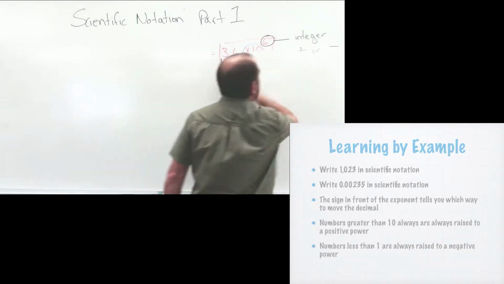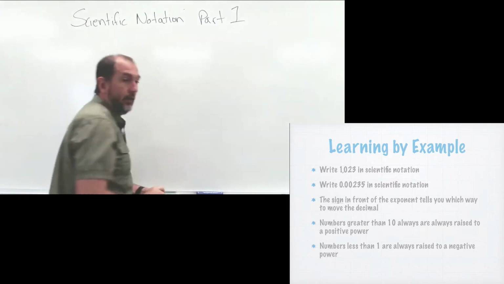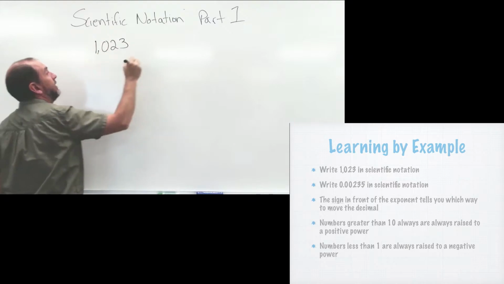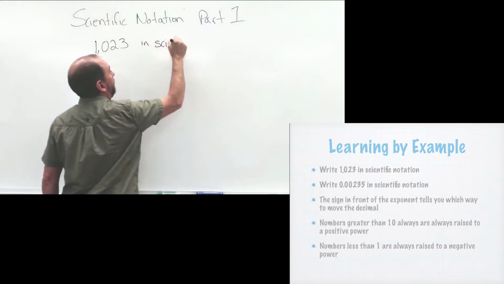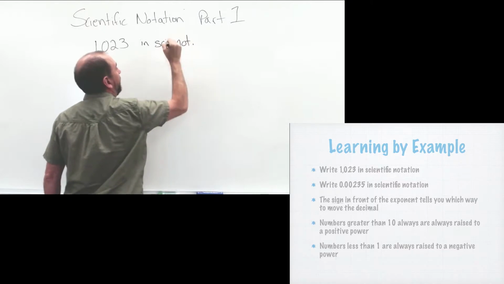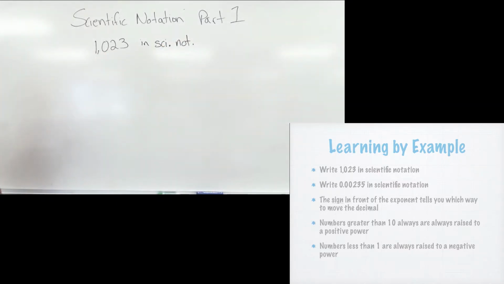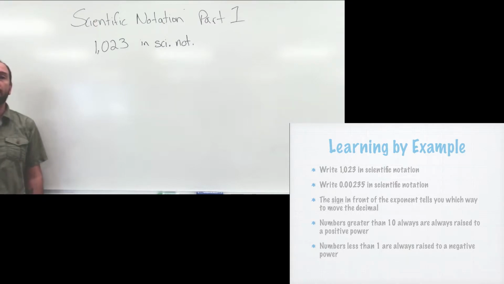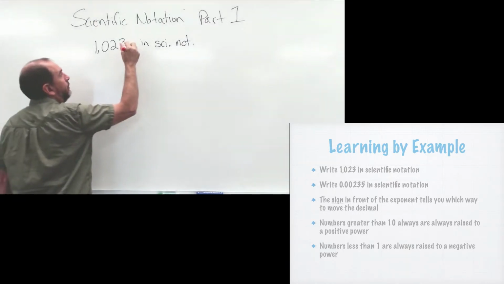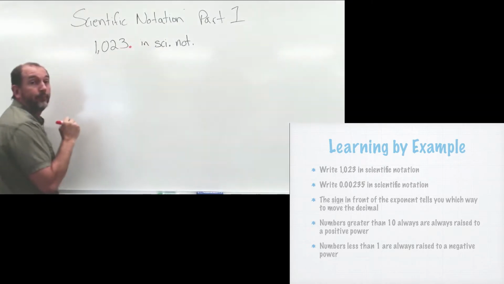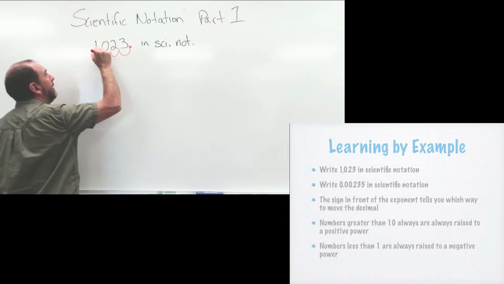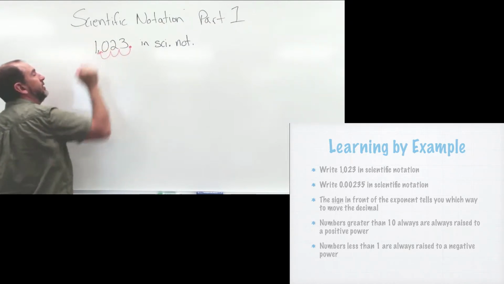Okay, so the first example we have here is to write 1023 in scientific notation. Okay, so the way we do that is to think about where's the decimal place right now, and where do we have to move it to get a number between 1 and 10. Okay? Right now, the decimal place is right here after the 3. Okay? I'm going to need to move that decimal 3 places to get a number between 1 and 10.